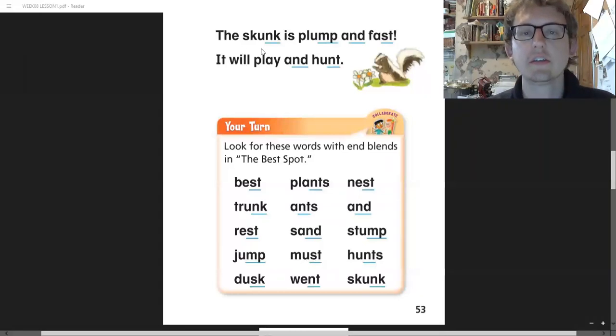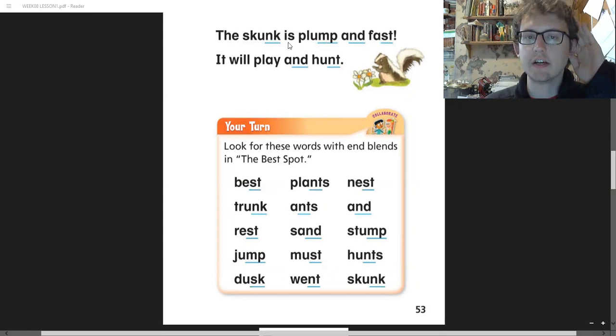So here's more of our ending sounds that we learned, right? So the skunk is plump and fast. It will play and hunt. So let's read this together and then we'll learn our new words down here, okay?